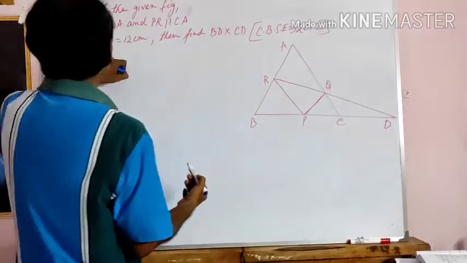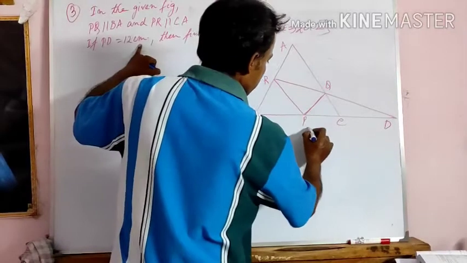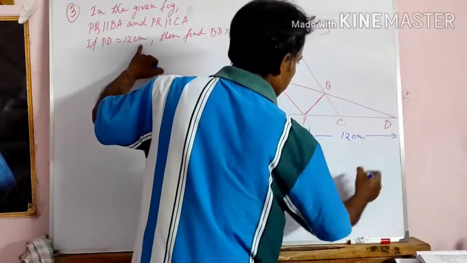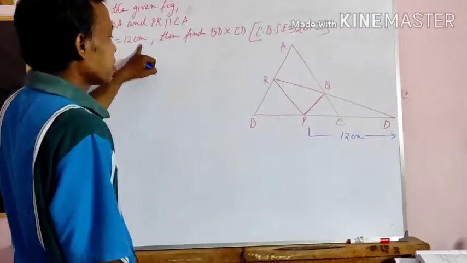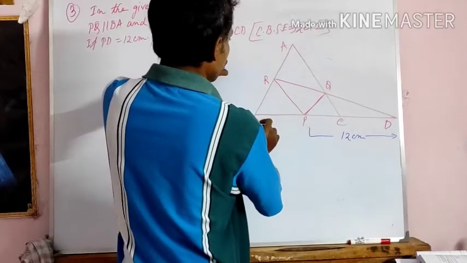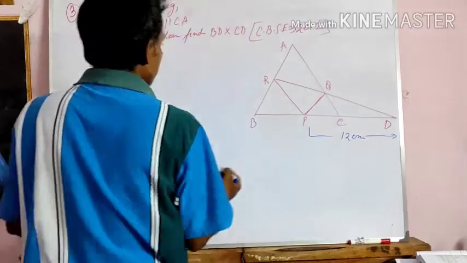Given that PD is equal to 12 centimeters. Find BD into CD. So let us prove it.